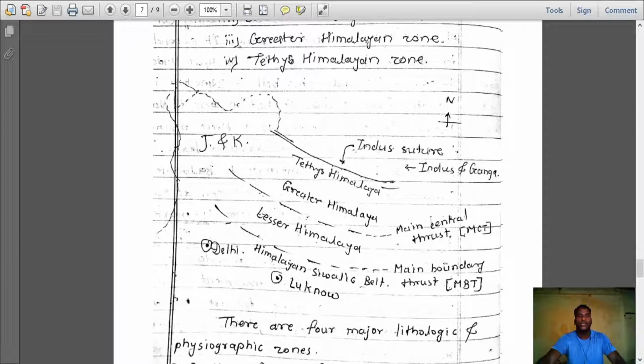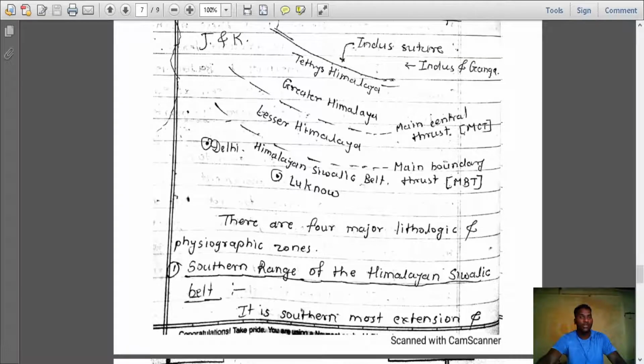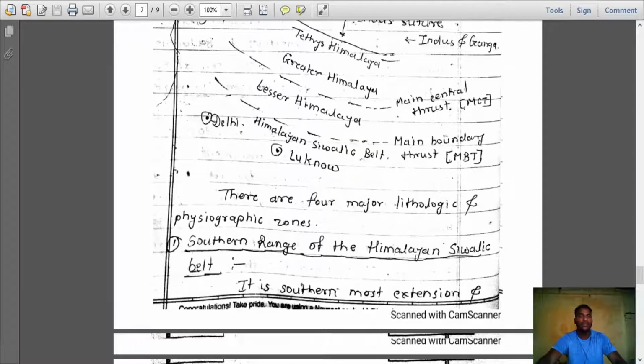Below the Indus suture, Tethys Himalaya, then Greater Himalaya, Lesser Himalaya, Himalayan Shivalik belt. In between Lesser Himalaya and Himalayan Siwalik belt, the main boundary thrust is there, and the main central thrust is present between Lesser Himalaya and Greater Himalaya. There are four major lithologic and physiographic zones.